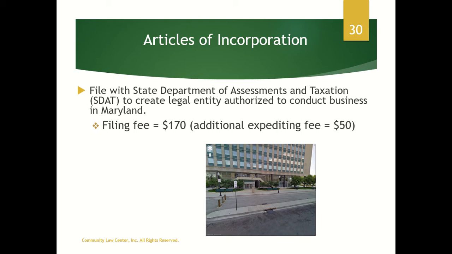And the base filing fee for any of those options is $170. And if you go into the office or if you do the filing online, there's an additional expediting fee of $50. So if you use that expediting fee, you'll either get the document approved that day if you go into the office, or within a few days if you do it online. If you mail it in, it takes 6 to 8 weeks, so it may be worth it to do the additional expediting fee.